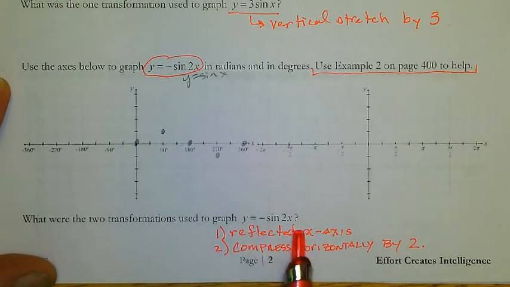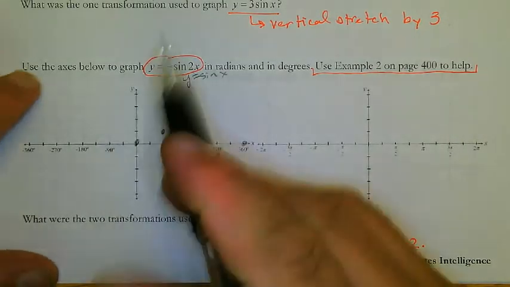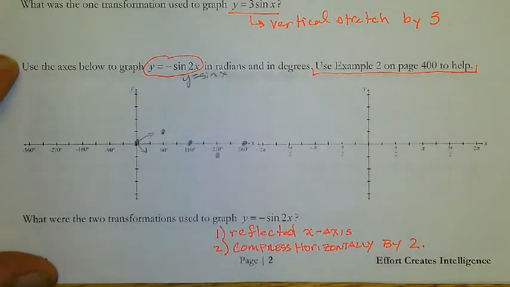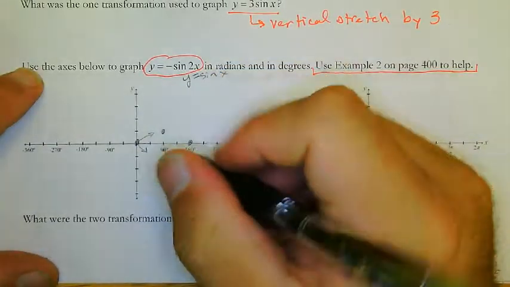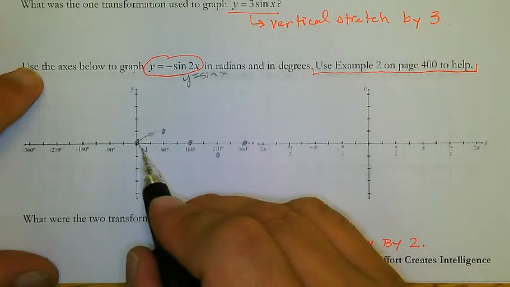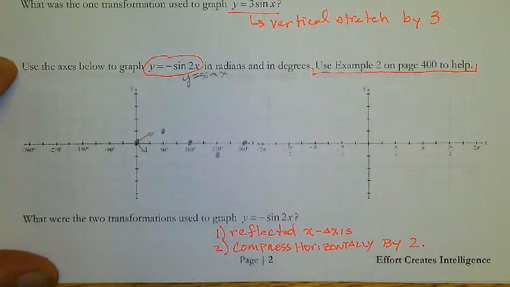One thing I've done is I've reflected the x-axis. So now, for my function, instead of my function starting upwards, my function is instead going to go downwards. Right? Instead of going up, when I reflect the x-axis, I'm going to go down. Okay? But what else has happened? I've also compressed horizontally by 2.